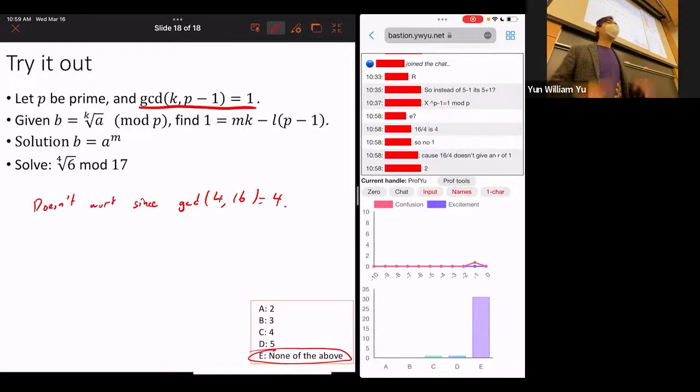Okay, and with that, always check your conditions, always check your work at the end of the day. Hopefully, this was not too confusing. But yeah, that is the end of today's lecture.